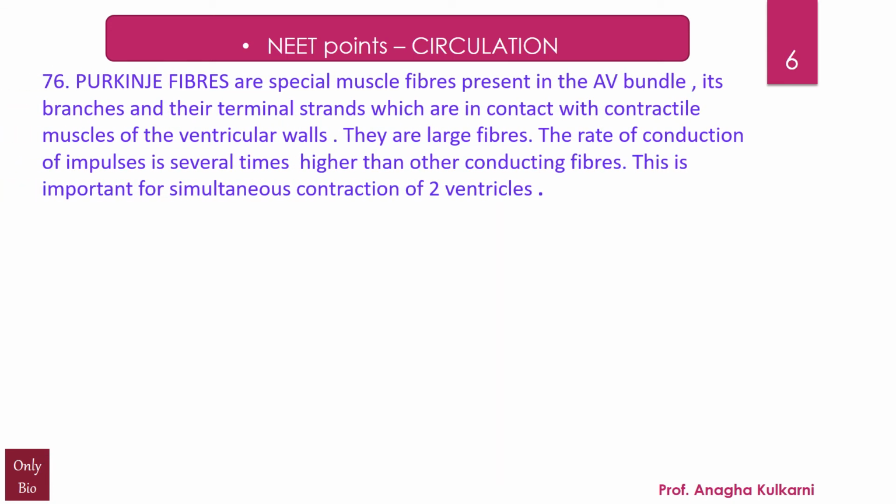Point number 76. Purkinje fibers are special muscle fibers present in the AV bundle, that is auriculoventricular bundle, its branches and the terminal strands which are in contact with the contractile muscles of the ventricular walls. They are large fibers. The rate of conduction of impulses is several times higher than other conducting fibers. This is important for simultaneous contraction of the two ventricles.